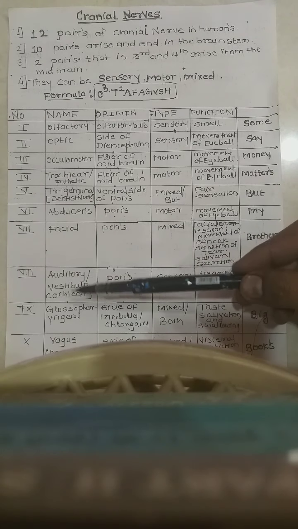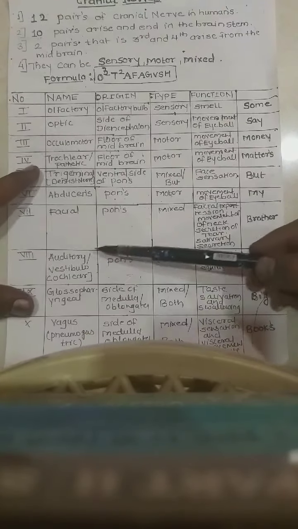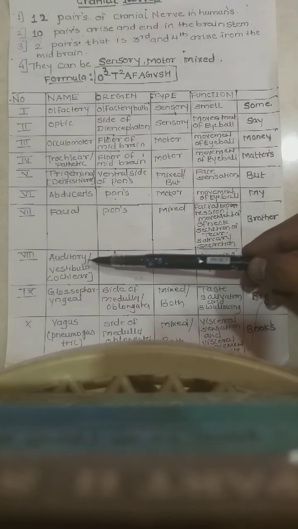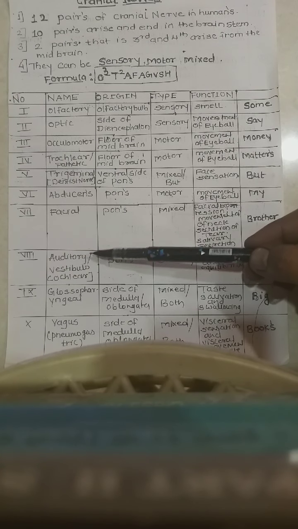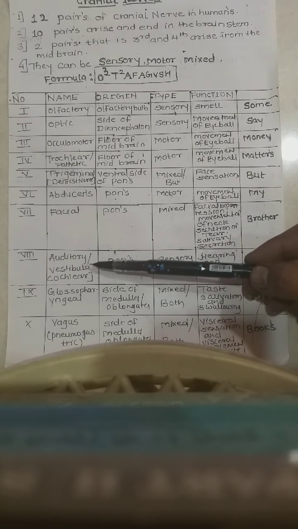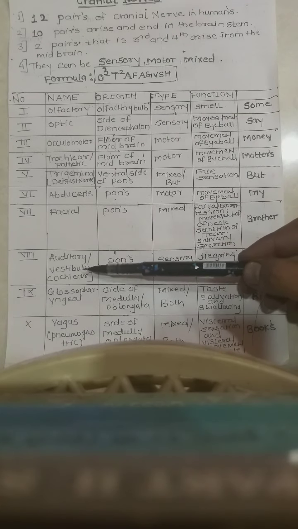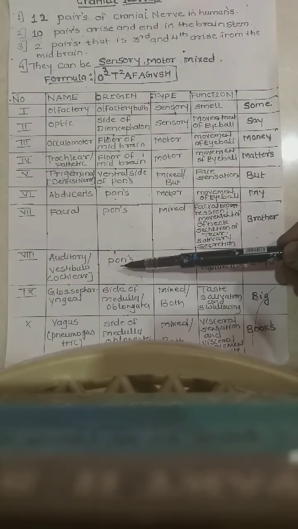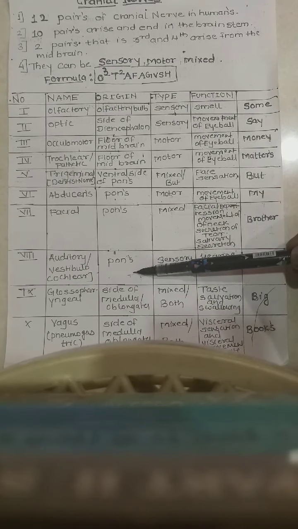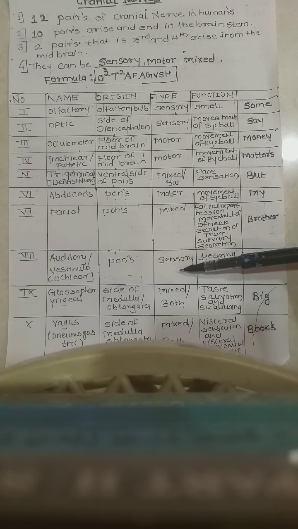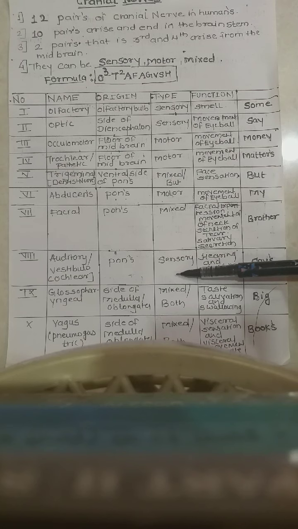Then followed by this, the eighth number we have to study, that is auditory. That is the eighth one, that is the auditory nerve, or it may be said as vestibulocochlear. And origin of this auditory nerve is the pons, and type of that nerve is sensory. And function of this auditory is hearing and equilibrium, means the balancing of our body, hearing and balancing.